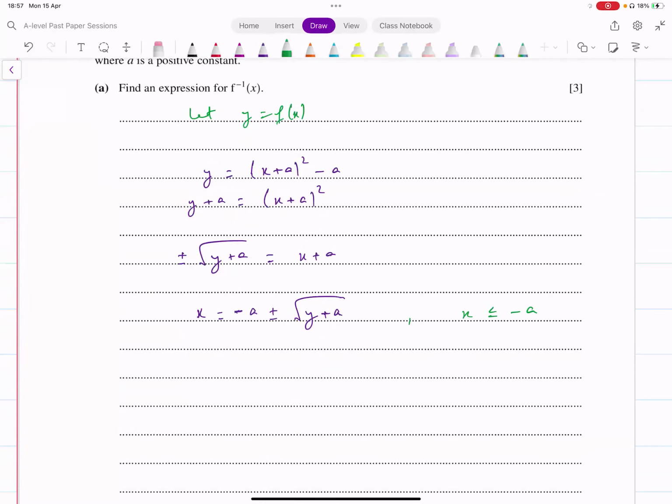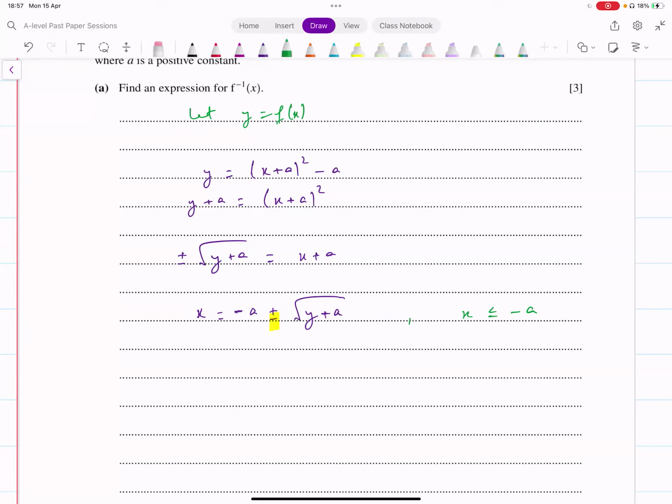Now, using that domain, you need to decide whether to use plus here or minus here. The domain says x has to be less than or equal to minus a. How are you going to get values that are less than or equal to minus a? Are we going to get them using a plus sign or a minus sign? If we want something less than minus a, we'll have to subtract something from minus a to get a smaller value. So we need to have a negative sign here.